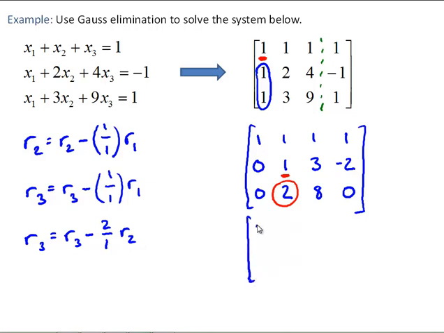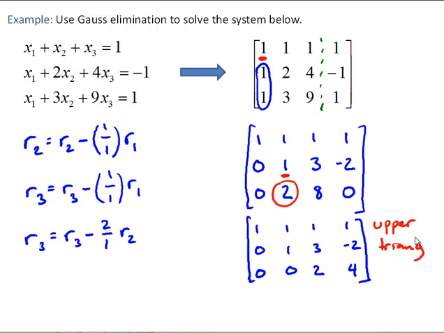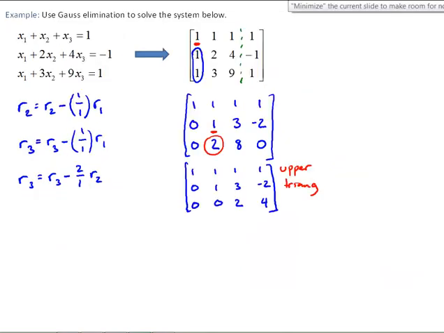And so again we have 1, 1, 1, 1 across the top, 0, 1, 3, negative 2 in the second row, 0, 0, and then we have 8 minus 2 times 3 is going to be 2, and 0 minus 2 times negative 2 is going to be 4. And now we have our upper triangular matrix. So let's go to back substitution.